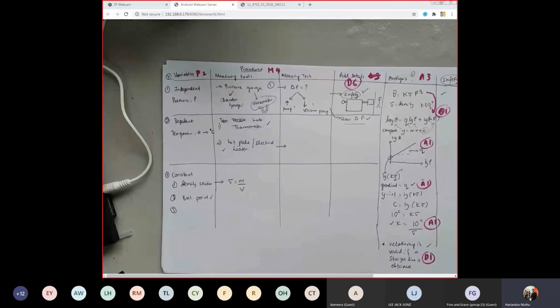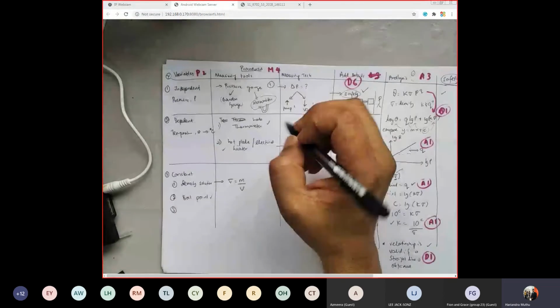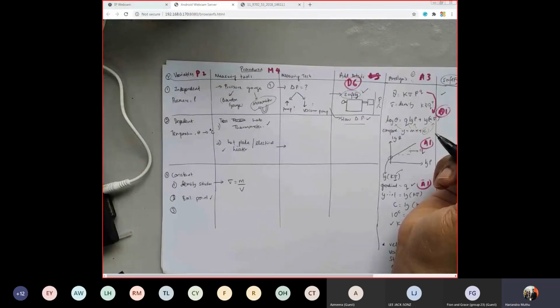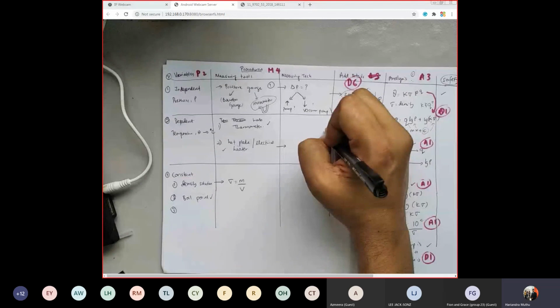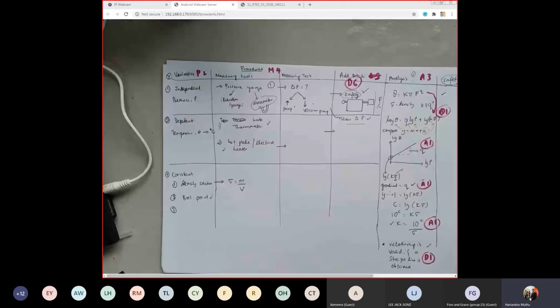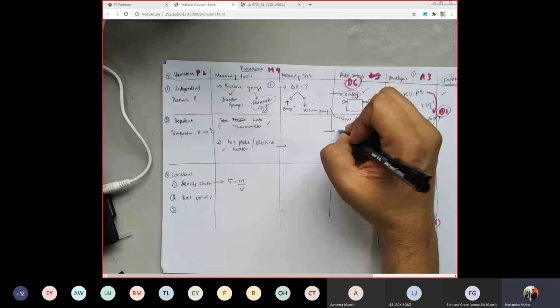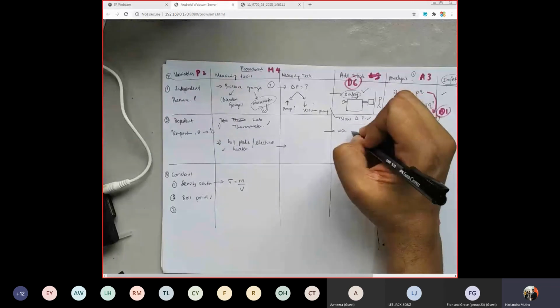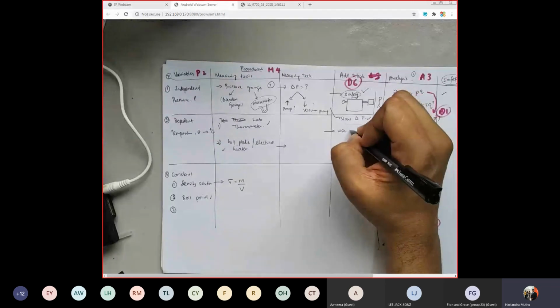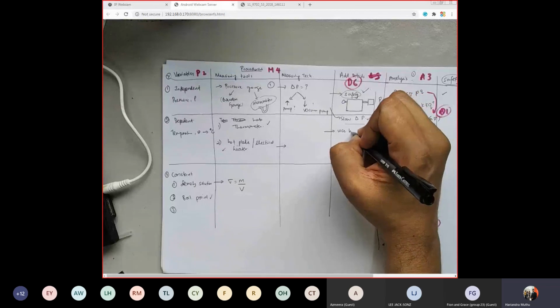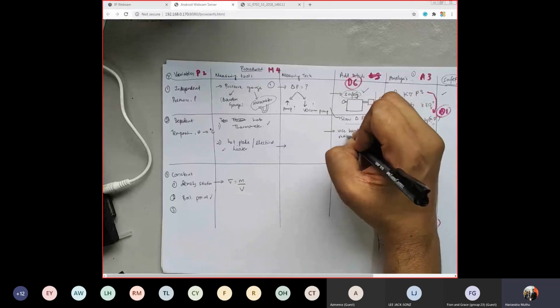So what are the measuring techniques in this case? Whenever there's heating involved, we always have to have some sort of safety precaution. So we have to use protective gloves or heat resistant gloves.